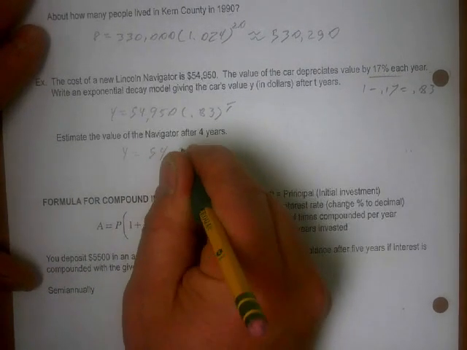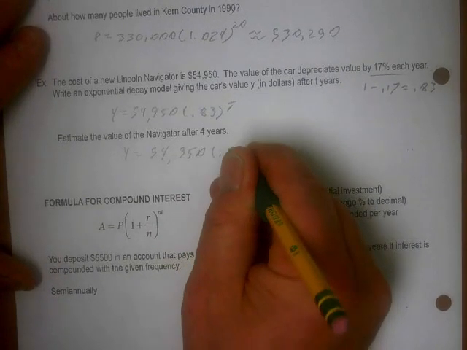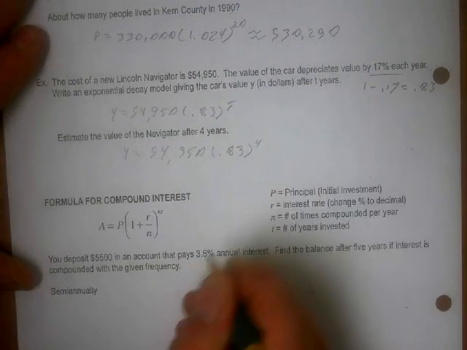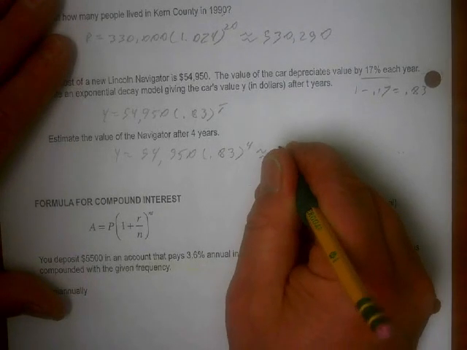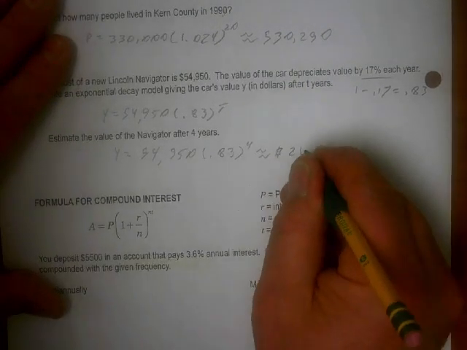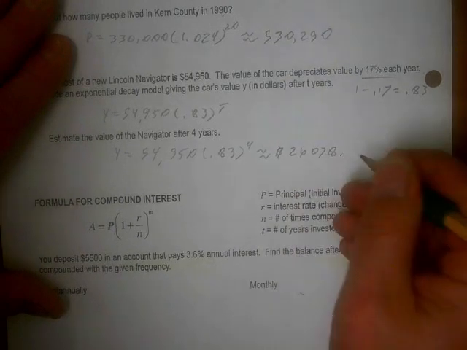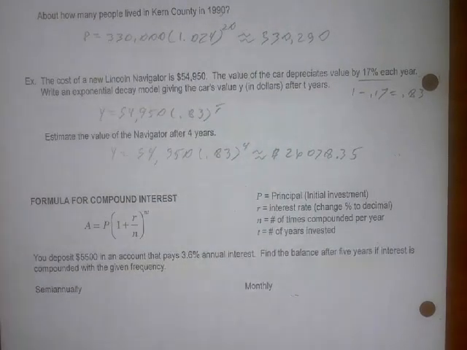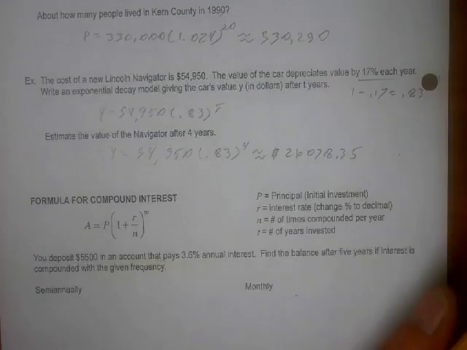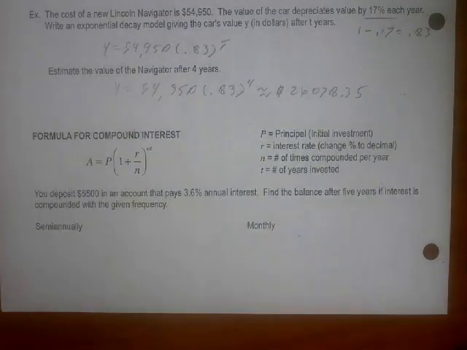Now it wants to know the value after 4 years. So you have 54,950 times 0.83 raised to the 4th power. Now this value is approximately $26,078.35. So it lost almost 20 grand over that 4-year period.